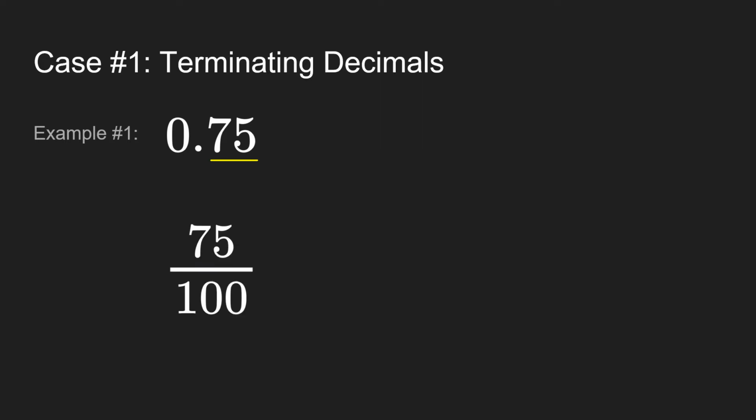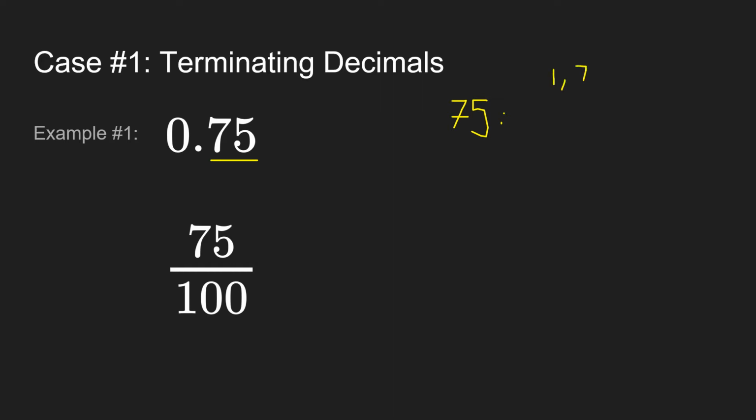But we're not done yet. We have a fraction, but we have to simplify it. To do this, we need to divide both the numerator and the denominator by the greatest common factor. A factor of 75 is any number so that when you multiply that number by another number, you get 75 as your answer. To check for the GCF, write out all of the possible factors for both 75 and 100. So let's do that. First, we need to list some factors of 75.